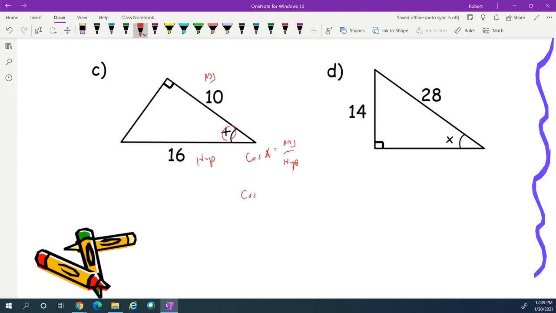So we have cosine, angle, adjacent is 10, hypotenuse is 16. We're going to swap them. Inverse cosine of 10 over 16 equals the angle. And we're going to let that calculator do its job. And we get an angle of 51.3 degrees.